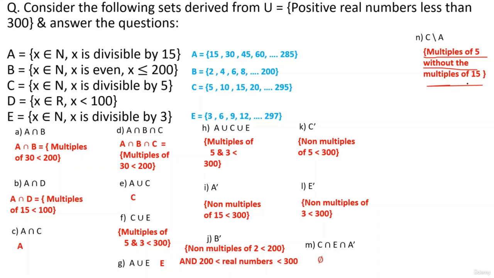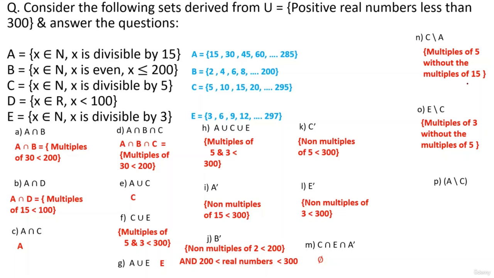Okay, the next one is E/C, the elements which are there in E but not there in C. So multiples of 3 without multiples of 5, okay? Or you can say multiples of 3 without multiples of 15, right? Because 3 and 5 के common multiple कौन सा होगा? Multiples of 15 ही होंगे, right? So E/C is nothing but multiples of 3 without the multiples of 5 or multiples of 3 without the multiples of 15. All right, let's go on to the next one.